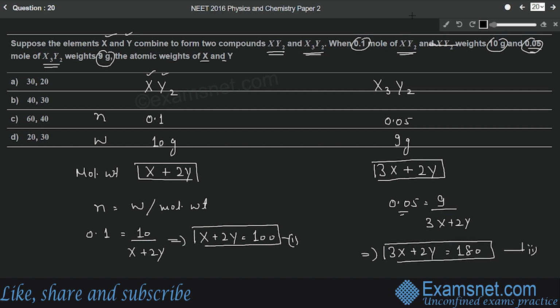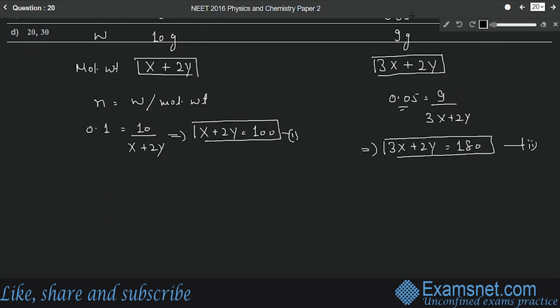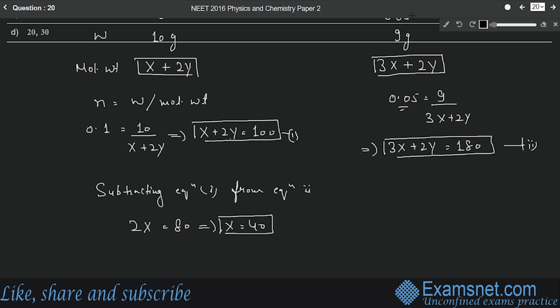Now using these two equations we can find out the value of X and Y. Okay, so for example, if we subtract equation 1 from equation 2, 3X plus 2Y minus X plus 2Y. So 2Y will be cancelled. So 3X minus X will be 2X. And on the right hand side, 180 minus 100, that is 80. Okay. So X will be equal to 80 divided by 2, that is 40. Okay. So this is the atomic weight of X. Similarly, if we put the value of X in any one of the equations, we'll get the value of Y.